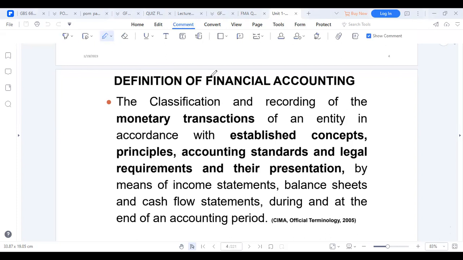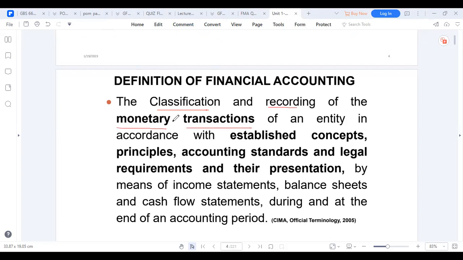So there's an issue of classifying and recording of what transactions, which should be in monetary form. Now these transactions should be in accordance with established what? Accounting concepts, with established accounting principles, with established accounting standards, and also within the legal framework, as well as their presentation as well. So these are the things that we're going to dominate on in financial accounting.